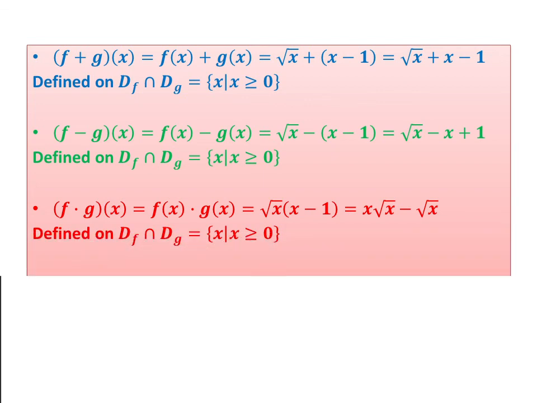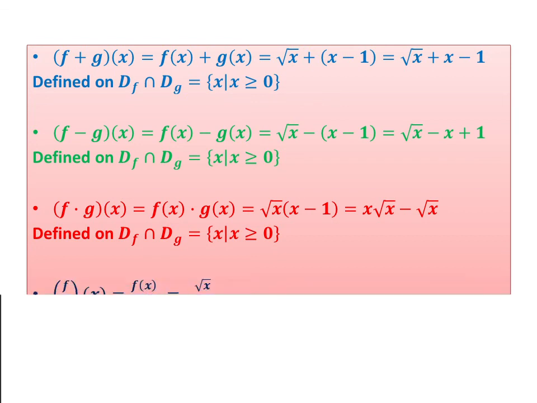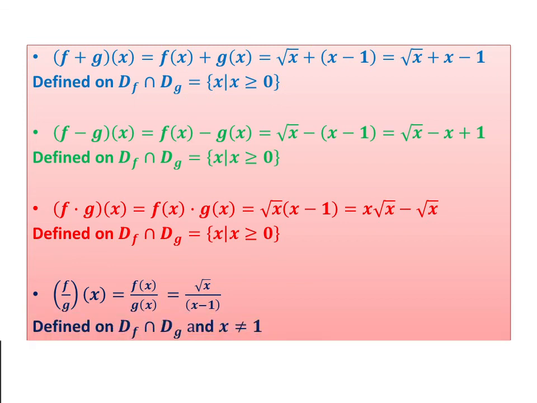This is equal to square root of x times x minus 1. Now we distribute the square root of x inside the bracket, so we have x square root of x minus square root of x. Also, this function is defined on df intersection dg.